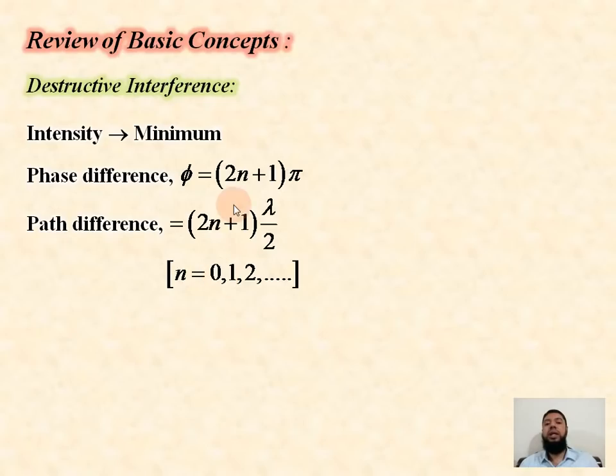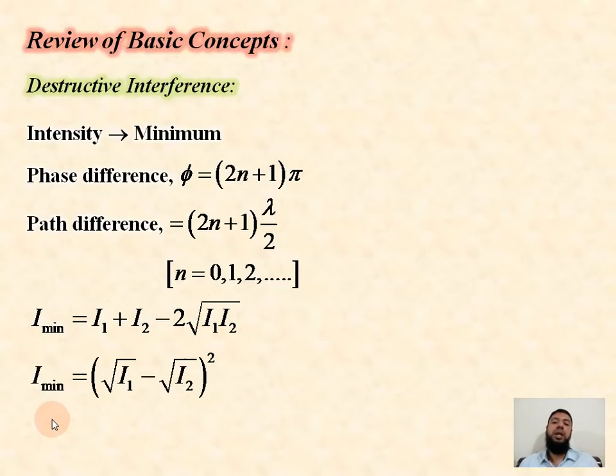The plus and minus depend on the value of n. Be careful with this. Thereafter the intensity is given by cos phi, which becomes minus 1 since it is an odd multiple. Then it is in the form of (a minus b) whole square, hence the minimum intensity during destructive interference is (square root of I1 minus root I2) whole square.